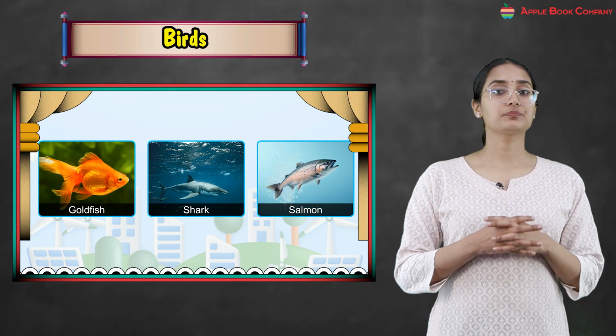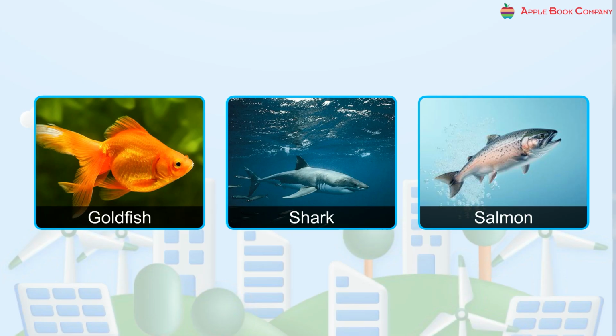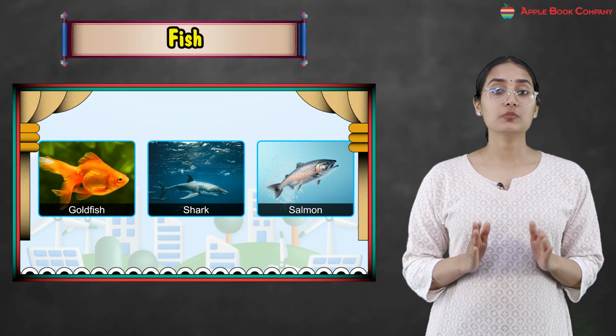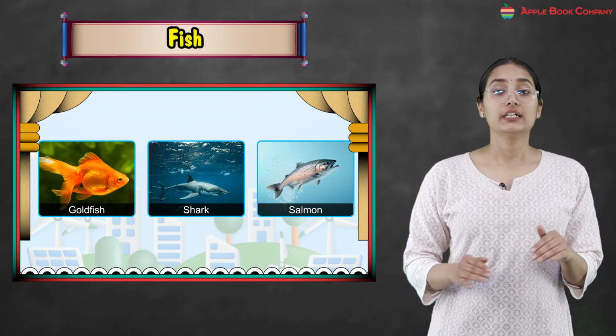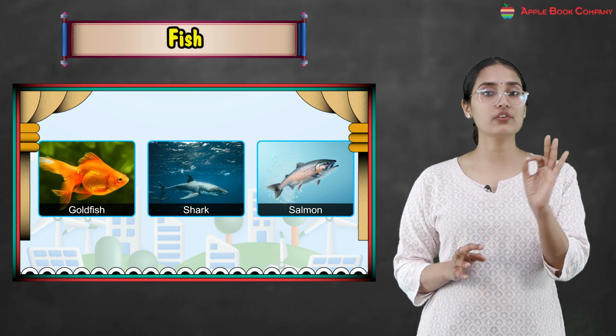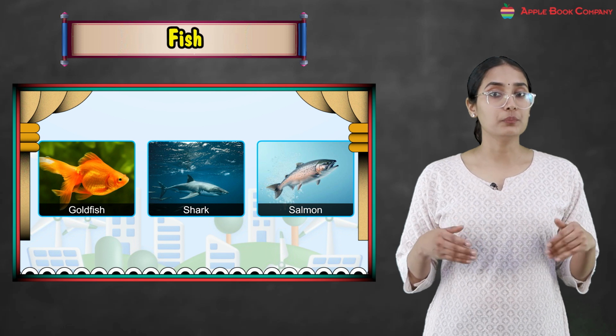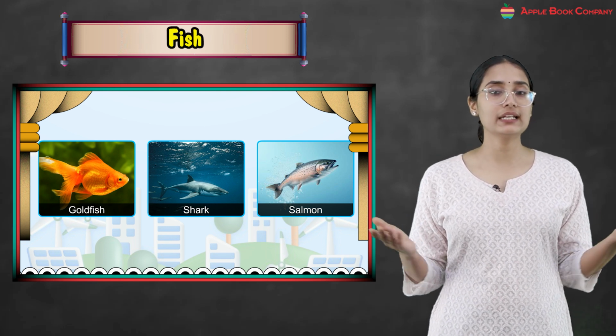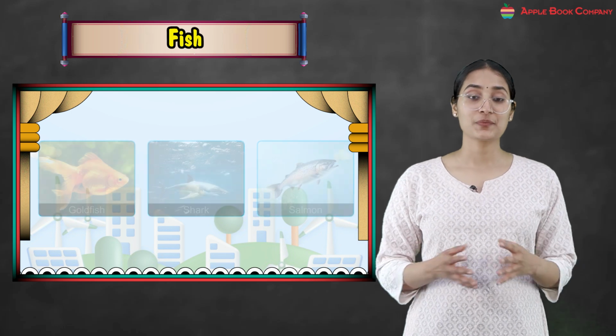Next is the fish. Animals that live in water and have gills for breathing, right? So fish are the animals that always live inside the water, under the water, and they have gills, a special kind of organ for breathing. For example, goldfish, shark, salmon, right? These are all examples of fish.